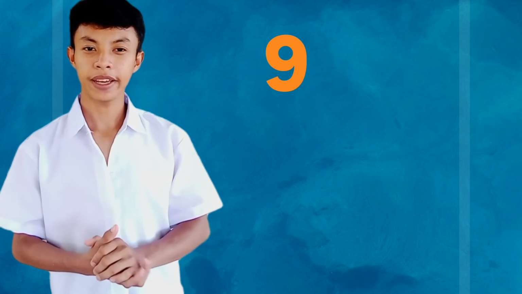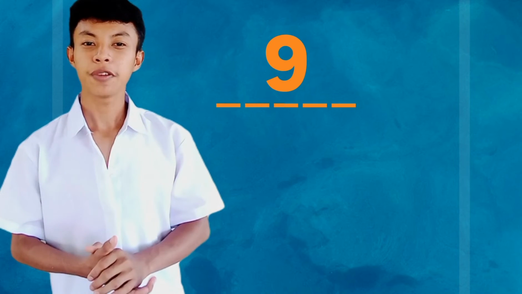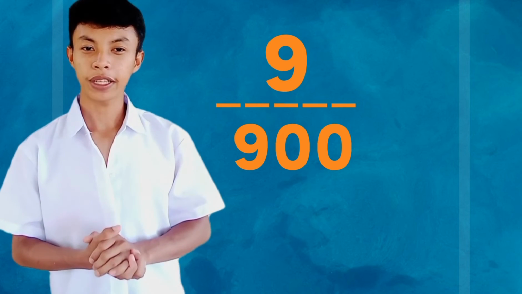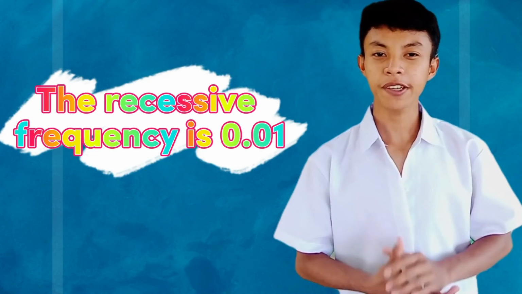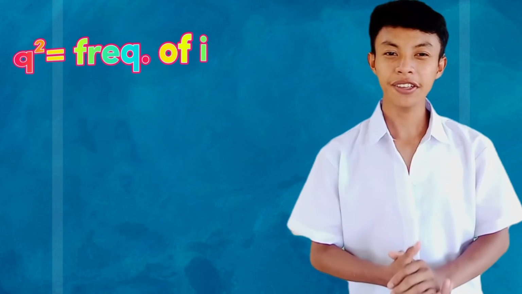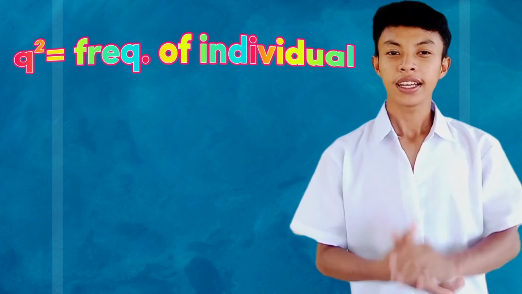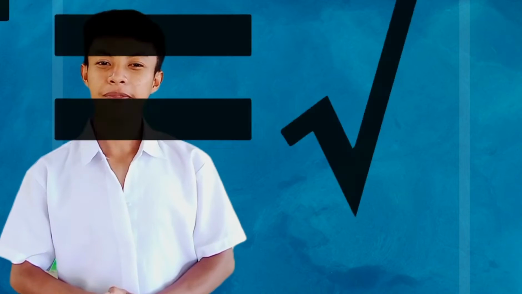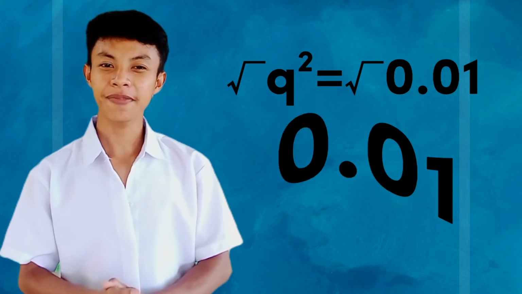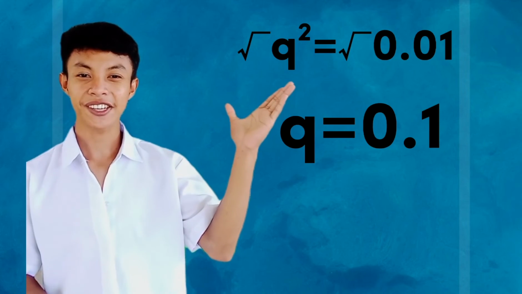So let's first get the frequency of the recessive allele. First, we have 9 blonde persons divided by the total population, which is 900. So it will be equal to 0.01. Now we know that the recessive individual frequency is 0.01. Since Q squared is equivalent to the recessive individuals, then Q squared is equal to 0.01. And now, to get the recessive allele frequency, simply get the square root of 0.01, which is 0.1. So Q is equal to 0.1.